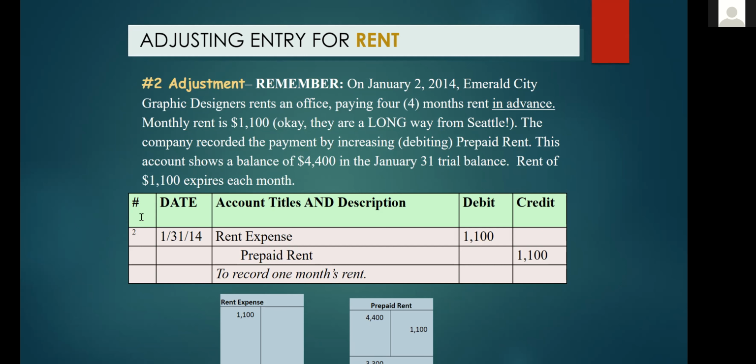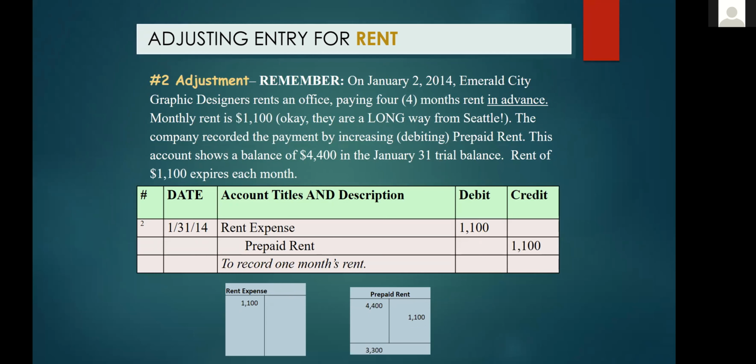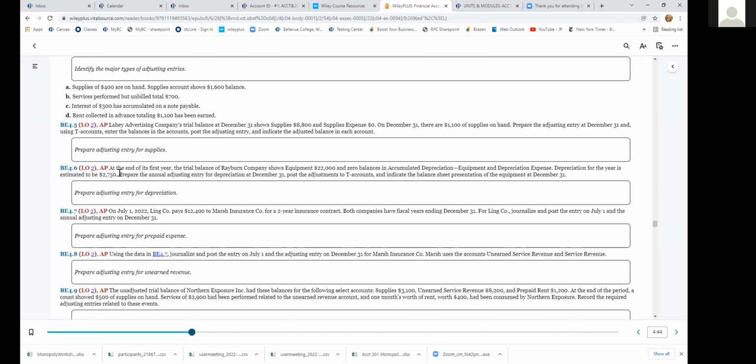So when they bought the insurance, they debited prepaid insurance. What did they credit? Oh, can I see the screen? Oh man, am I showing the wrong screen? Thought I fixed it. Yes, you may see the screen. Now, can you see it? Yes, I can. Okay, sorry about that.